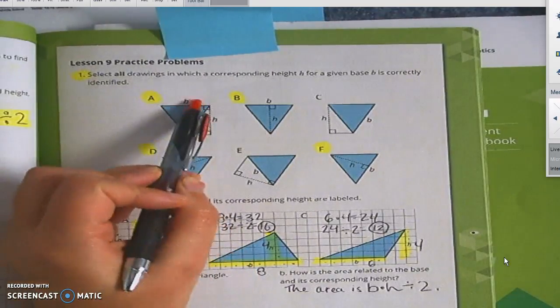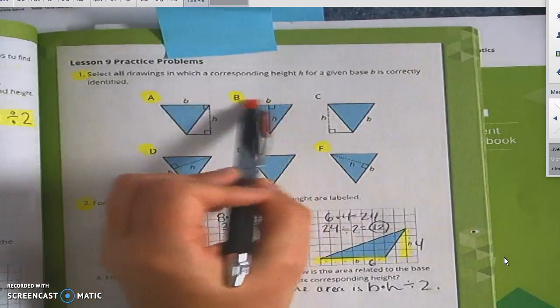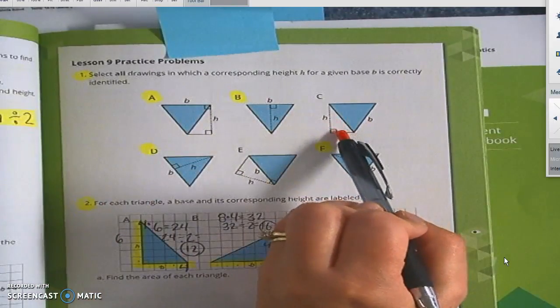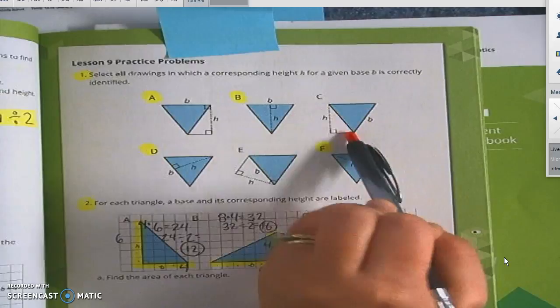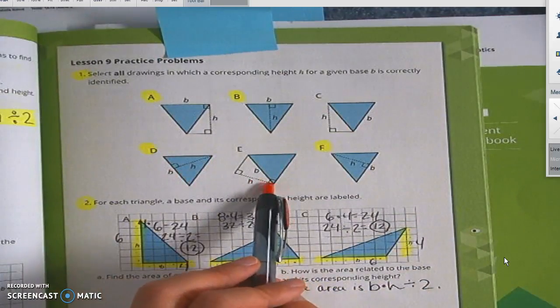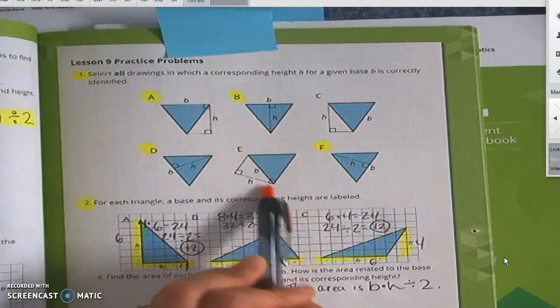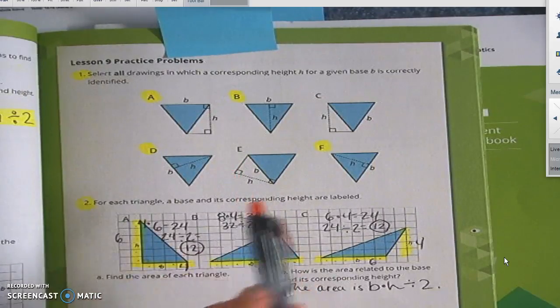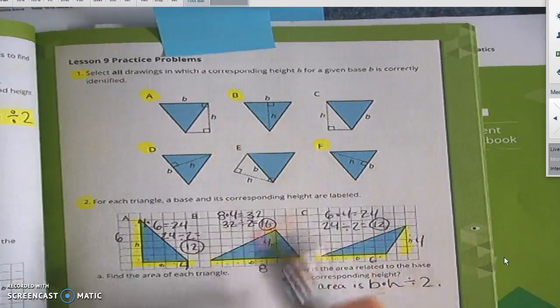So for number 1, all the drawings that had a corresponding height for the given base, A was correct, because there's my 90-degree angle. B has a 90-degree angle. C has a 90-degree angle, but it's not with the base and the height. D, there's my 90-degree angle. E, it has a 90-degree angle, but it's not with the base and the height. And F, there's my 90-degree angle.